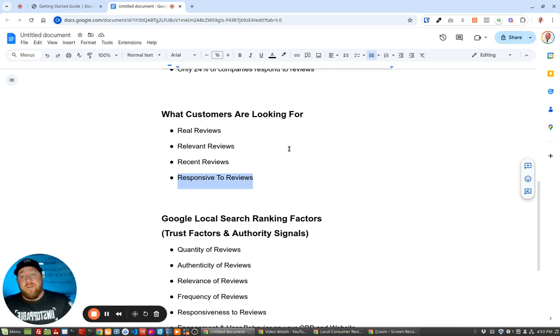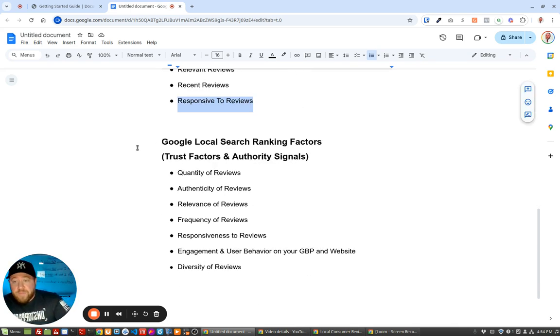And that's why this stuff is so huge, and that's why we've built this system the way we have. Now, Google local search ranking factors. For some of you that are in local businesses, this applies to national businesses as well, but especially for local businesses, this can be such a game changer for you, because these reviews are such a ranking factor.